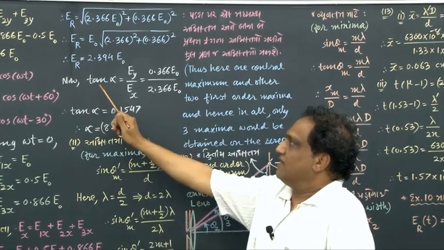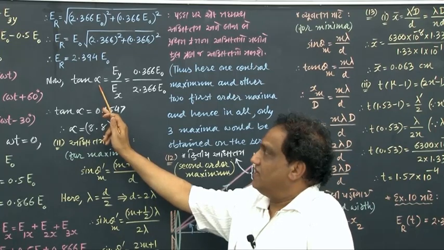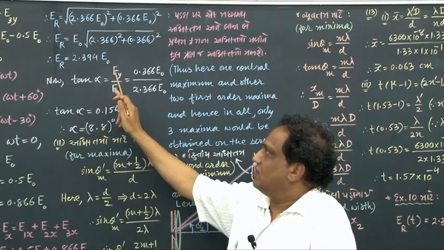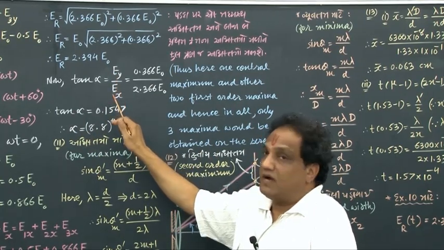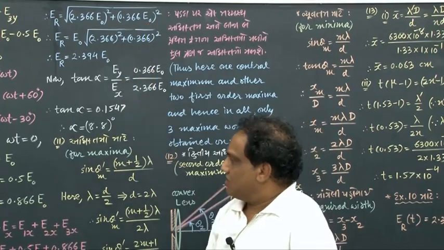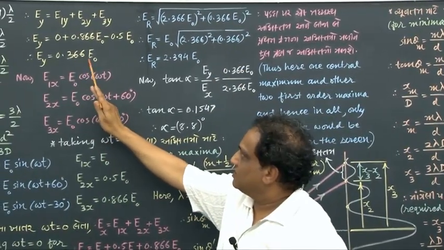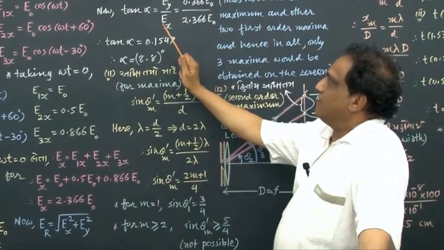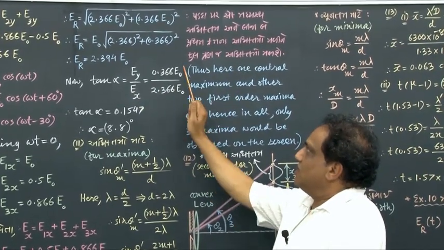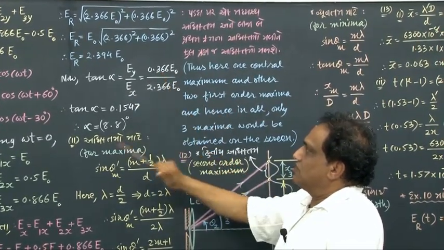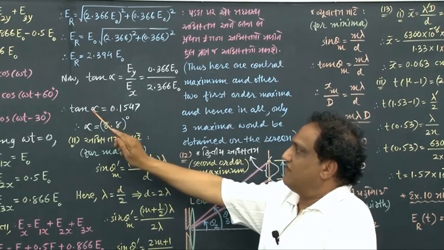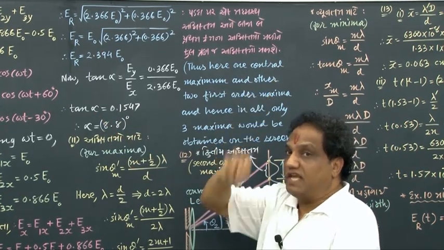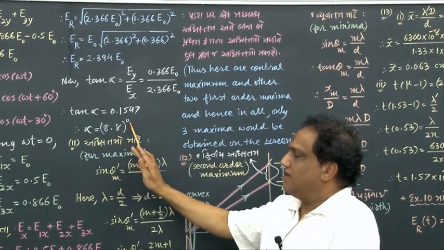Fine. Now just find out tan alpha. If alpha is the angle made by resultant phasor with reference line, then tan alpha equals Ey upon Ex, y component divided by x component. Y component is 0.366 E0 divided by x component 2.366 E0. E0 E0 getting cancelled. This upon this comes out to be 0.1547. If tan alpha is 0.1547, what is the value of alpha? That you can find out from the table of natural tangents. It comes out to be 8.8 degree, correct?